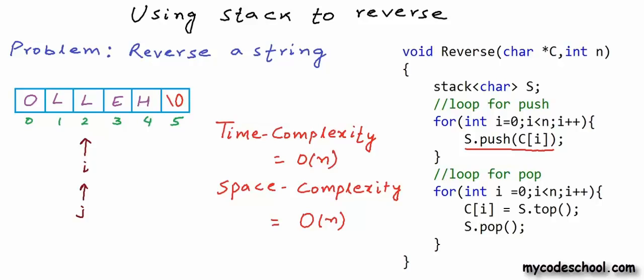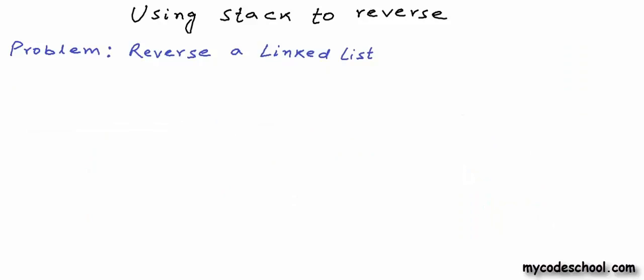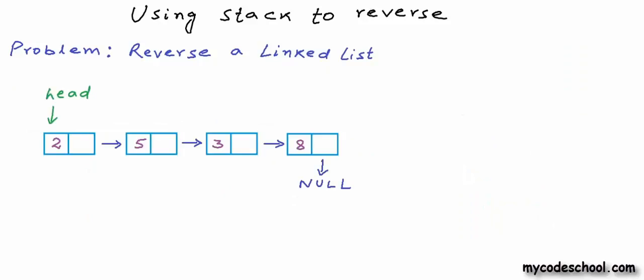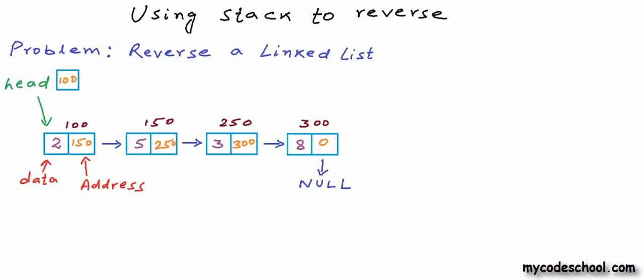But for this other problem, reversal of linked list that we had said we will discuss, using a stack gives us a neat and intuitive solution. I have drawn a linked list of integers here. As we know, linked lists are collections of entities that we call nodes. Each node contains two fields, one to store data and other to store address of next node. I have assumed that these nodes in this example here are at addresses 100, 150, 250 and 300 respectively.